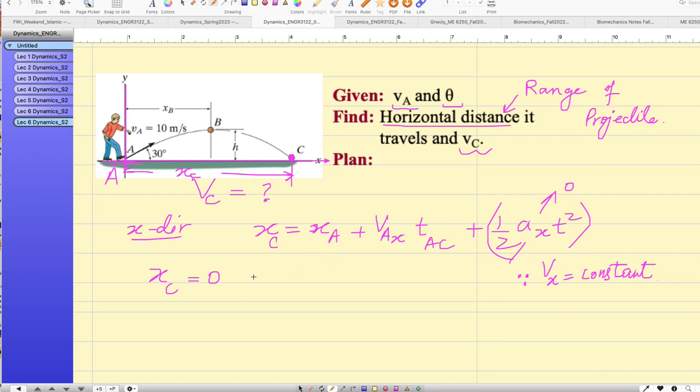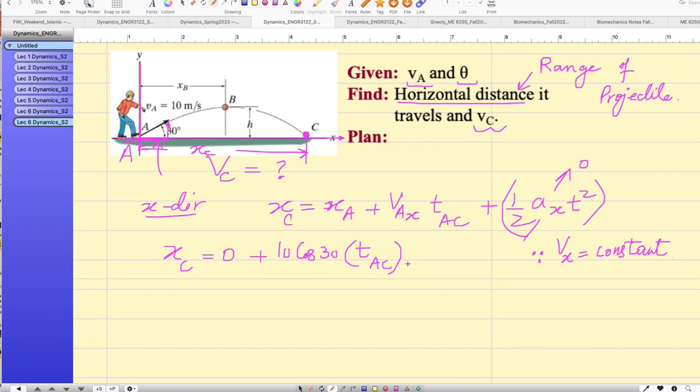Now the next thing is VAX. This is the vertical axis and this is the horizontal axis of velocity. What is VAX equal to? Can you tell me what VAX is in terms of sine or cosine of the angle? 10 cosine 30. Agreed? And time, we do not know the time, but we can find it out from another equation. So this is another unknown. We don't have anything else left. So in equation 1, there are two unknowns: the range, which is xc, and the time of flight from A to C.